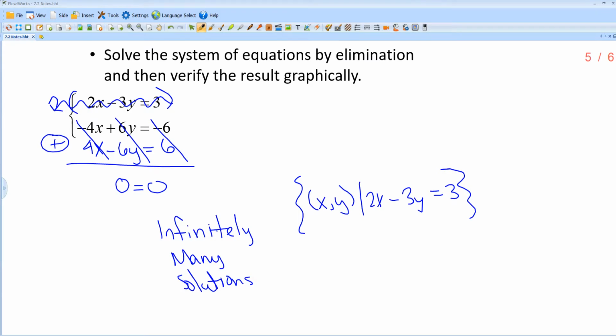And what this is really telling us about the graph of this is that these are the same line. They are different equations for the exact same line. So they would visually be overlapping. If we were to graph this, you wouldn't even notice that there are two separate lines here.